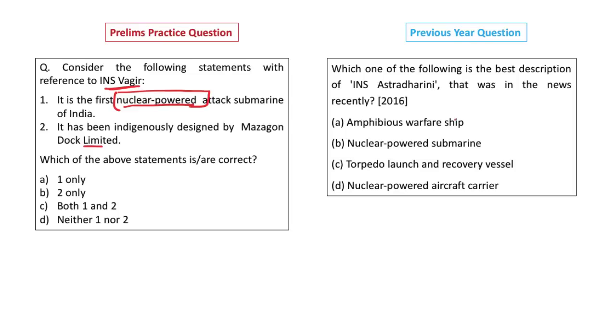UPSC has asked previously in 2016 regarding INS Astradharini. It was a torpedo-launched recovery vessel, but the focus on nuclear-powered submarine you can clearly see in other options. INS Vagir is diesel-electric attack submarine. It is not nuclear-powered. And secondly, it has not been indigenously designed by Mazagon Dock Limited. Rather, it has been manufactured by Mazagon Dock Limited. It has been designed by a French company. So the statement again is incorrect.